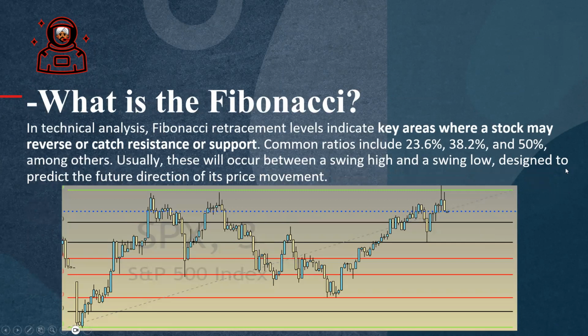All right, so what is the Fibonacci? In technical analysis, Fibonacci retracement levels indicate key areas where a stock might reverse or catch resistance or support. Common levels are the 0.236, the 38.2, and the 50%. Usually these occur between a swing high and a swing low. It's designed to predict the future direction of price movement. So you draw it from the swing low to the swing high, and you can see here price catches resistance and support in between these Fibonacci levels.